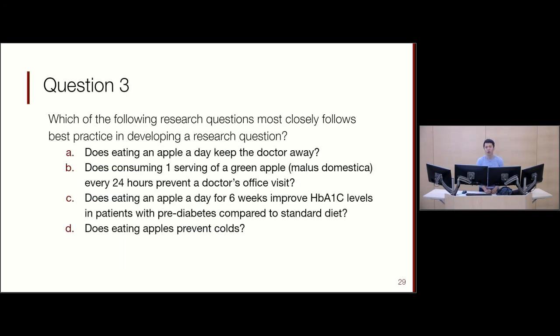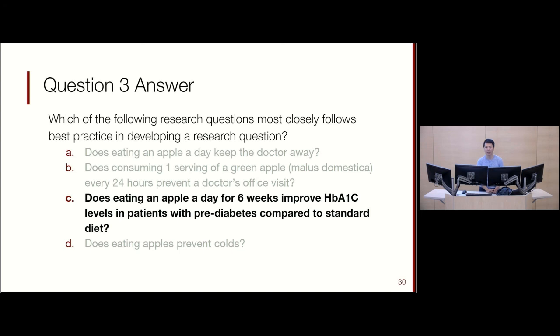And question 3. Which of the following research questions most closely follows best practice in developing a research question? Or in other words, which of the following is the best question? And here is the answer. C. Does eating an apple a day for 6 weeks improve HbA1c levels in patients with prediabetes compared to standard diet? The reason why this question is correct is because it most closely follows the PICOT format. P is patients with prediabetes, I is eating apples, C is standard diet, O is improvement in HbA1c levels, and T is the 6-week time frame.